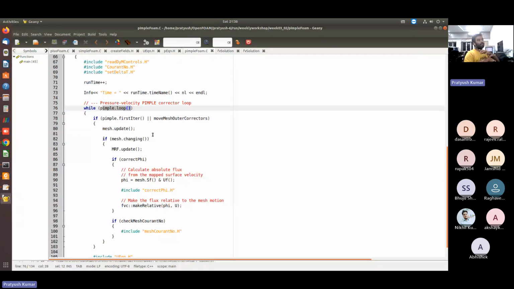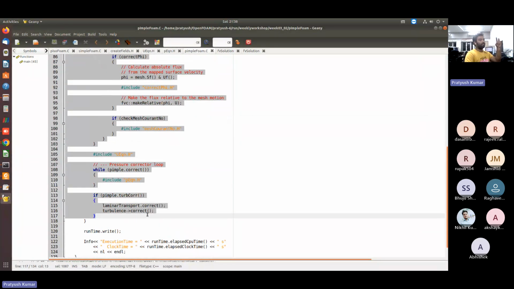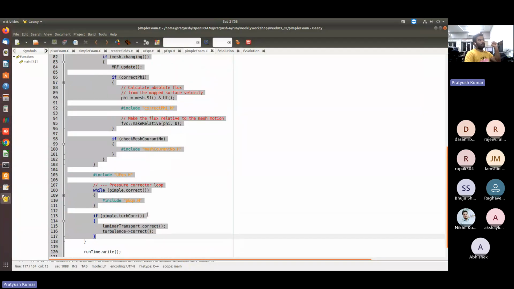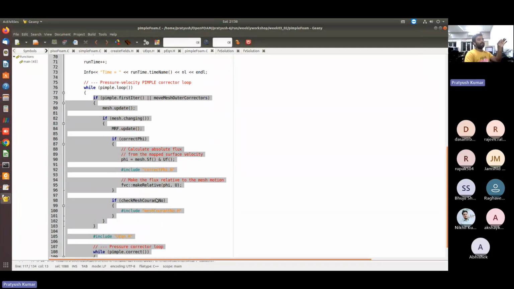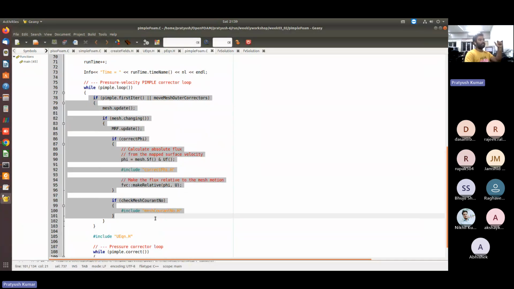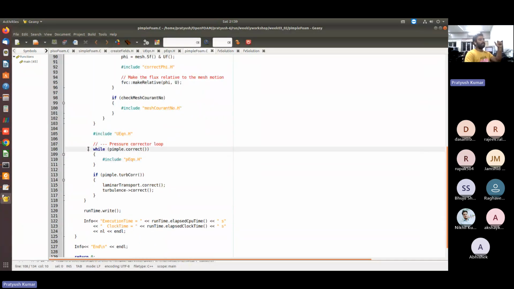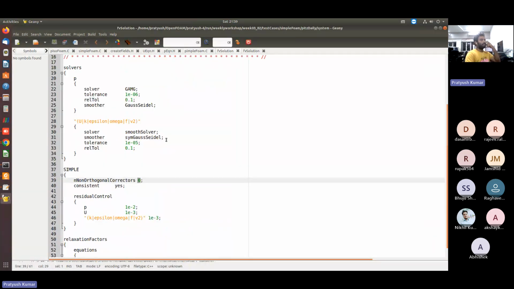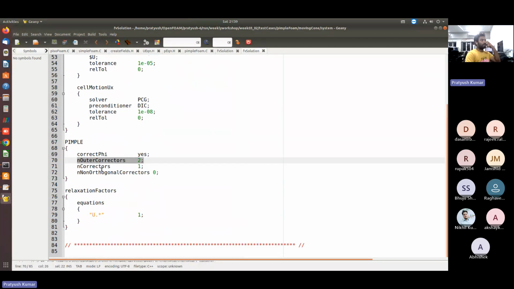In simpleFoam, time step is not important, but in pimpleFoam, time step is important. So for the given time step, it is going to solve the complete governing equations 2 times. That is why this outer corrector is given in pimpleFoam. Because it is a transient solver, every time step is important, and in every time step it is going to solve all the governing equations. And here this pimple.correct is given for the pressure-velocity coupling. That is why pimpleFoam is a combination of PISO plus simpleFoam, as you can see here in every solution.